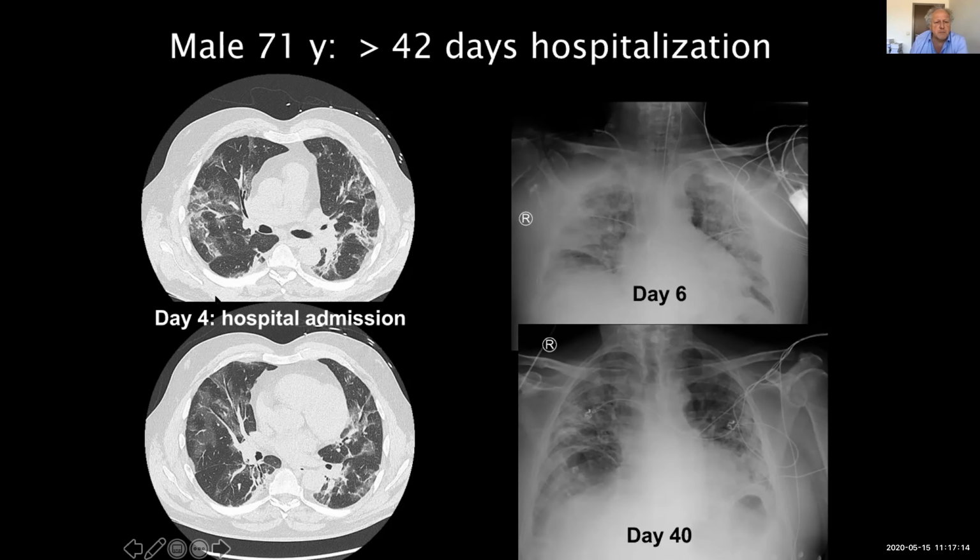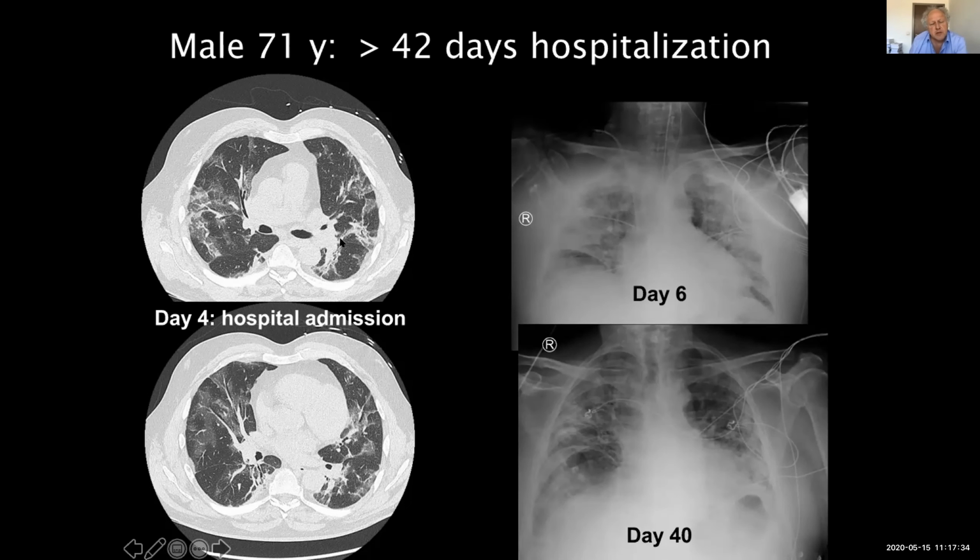And this is a more complicated situation. The patient was admitted to the hospital on day 4, and on day 4 you already see the ground glass opacities, you see some parts of consolidation, you see a little bit of crazy paving. So at day 4, this patient was already quite ill and had an enormous lung involvement due to the disease.